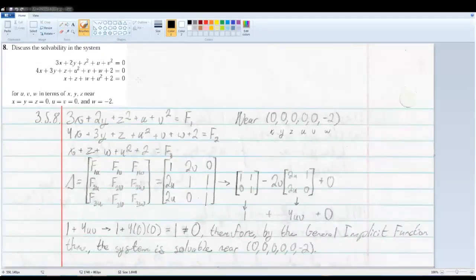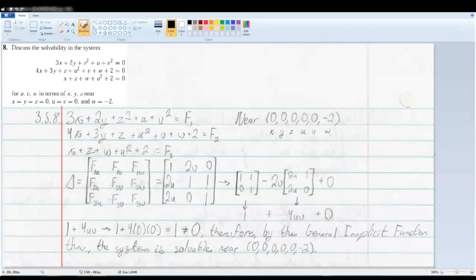Am I good to go, Professor? Yes, you're good to go, Ryan. Okay. So my question was question 8 from section 5. And I know it's an optional topic, but I personally found it interesting. So the question asks us to discuss the solvability of this system near 0, 0, 0, 0, 0, -2.